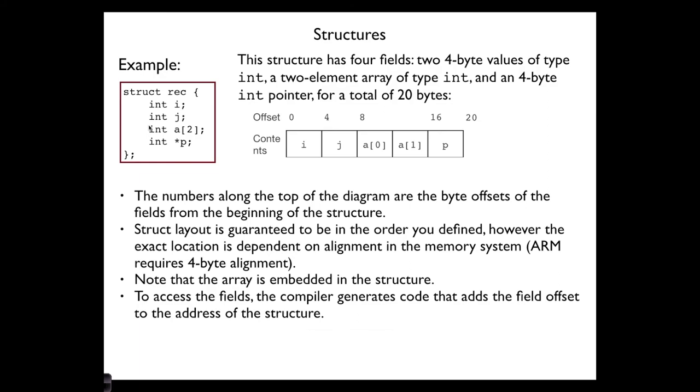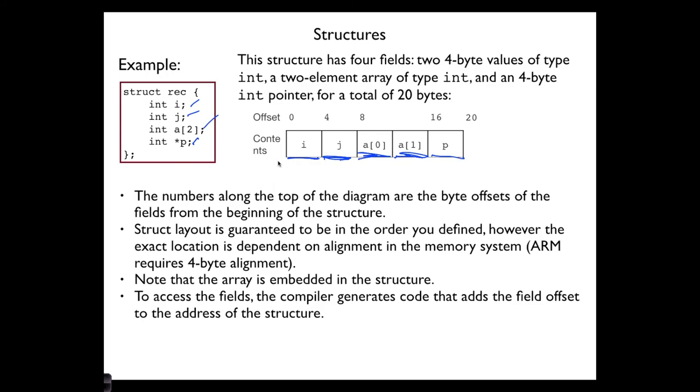All right, so here's basically how this rec struct would end up being laid out in memory. Ints are how long? 4 bytes. So an int array of 2 would be how many bytes? 8 bytes. And all pointers, on your Pi, are also 4 bytes. So take a look. I takes up the first 4 bytes. J takes up the next 4 bytes. A0 is the next 4 bytes. A1 is the next 4 bytes, however many there are in A. And then the pointer takes up the last 4 bytes.